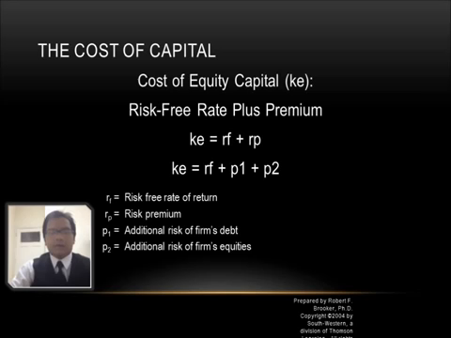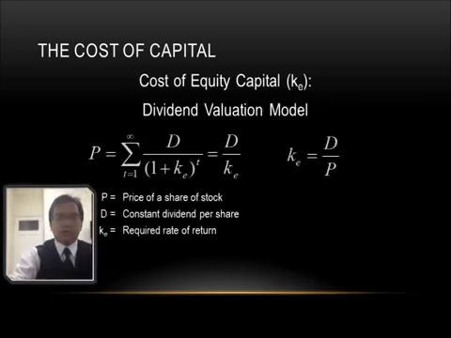The risk premium is composed of 2 components. The first is the greater risk involved in investing in the firm's securities as opposed to investing in federal securities. The second component results from the additional risk of purchasing the common stock rather than the bonds of the firm.